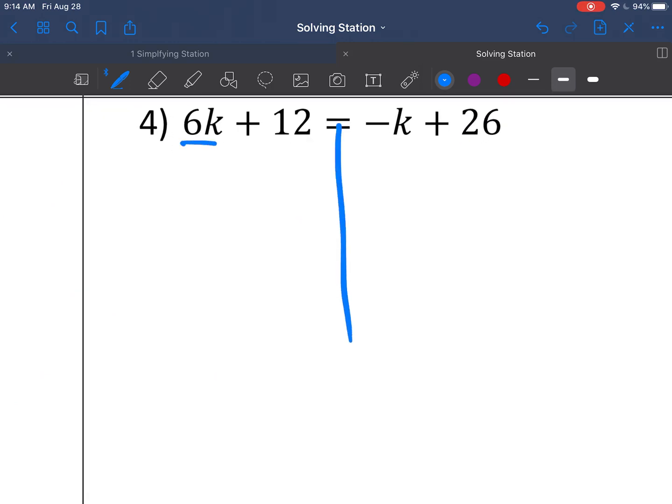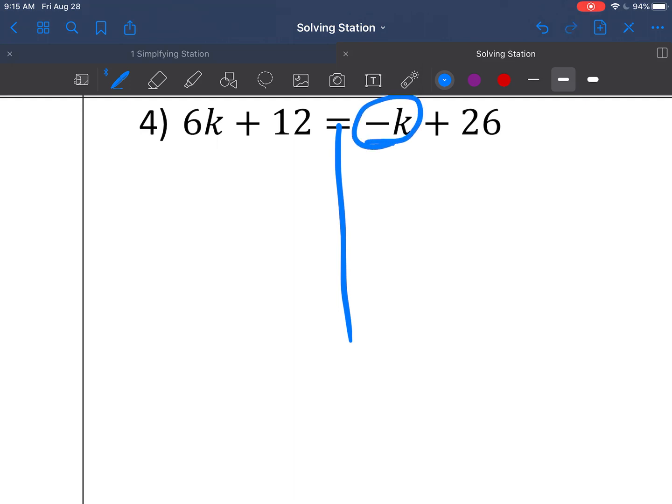All right, now on number 4, this is the first one where we have variables on both sides of the equation. Whenever that happens, again, clean up each side of the equation before you start doing inverse operations. On the left side, there's nothing to combine. On the right side, there's nothing we can combine. There's no parentheses. Each side is as simple as it can be. And so I like to get the variable all on one side of the equation first.